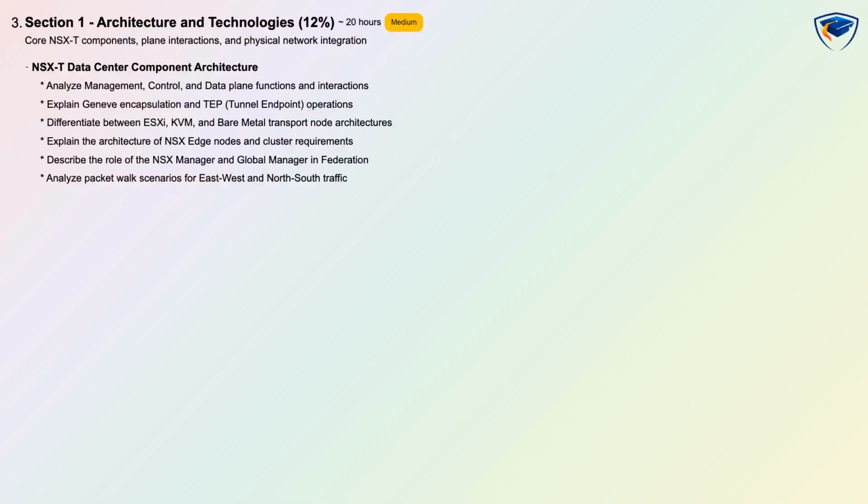You will differentiate transport node architectures across ESXi, KVM, and bare metal, understand edge node cluster requirements, and describe the role of NSX manager and global manager in federation. Practical packet walk scenarios for east-west and north-south traffic will teach you how architecture choices affect traffic flow and troubleshooting.